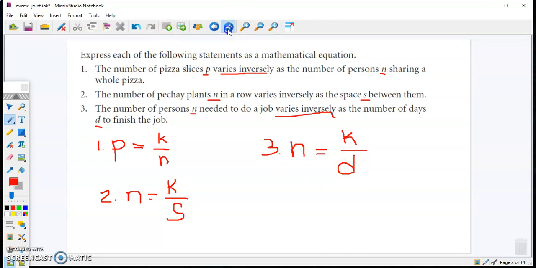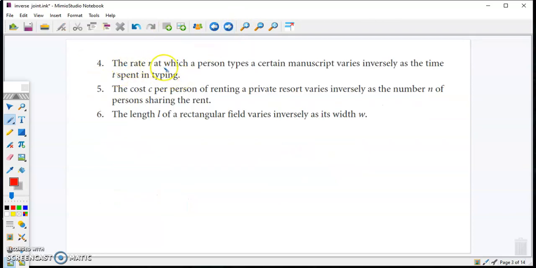So let us take some examples. The rate R at which a person types a certain manuscript varies inversely as the time T spent. So you have the rate R. So for number 4, R varies inversely as the time T. So K over T. Now if you are asked to solve for K, again, what I said, we multiply the quantities. So here, if you are going to solve for K, K is simply multiplying the two quantities R and T. So the same goes with all the equations for inverse variation.